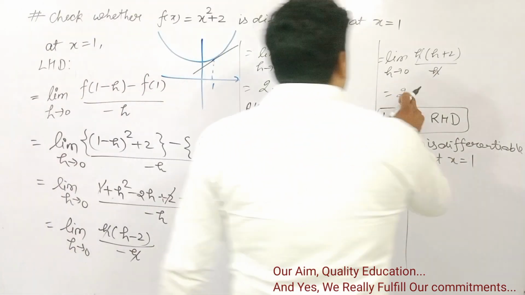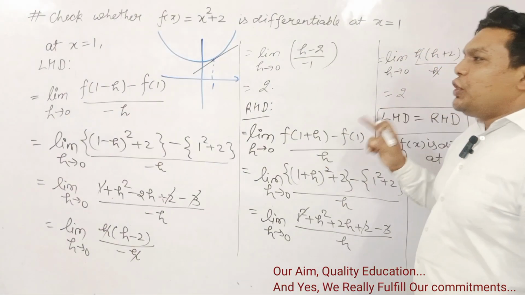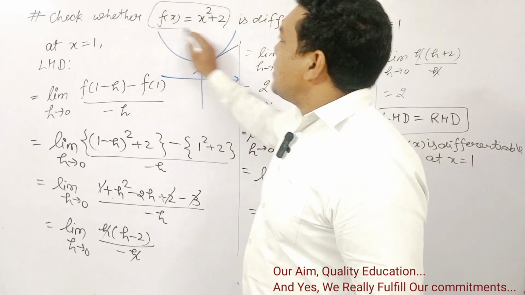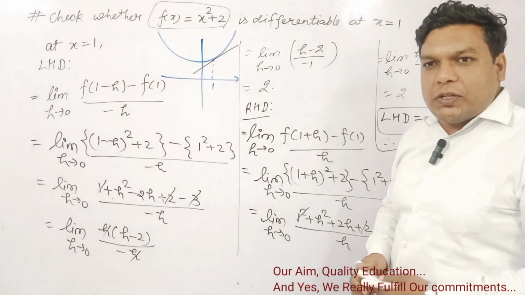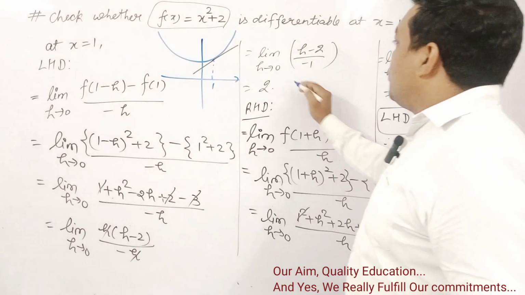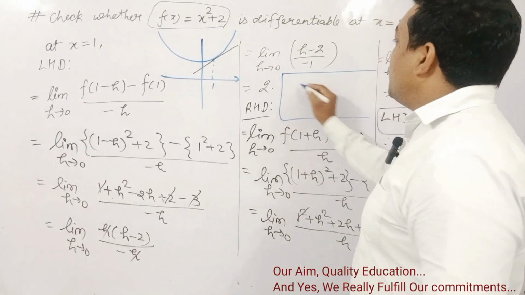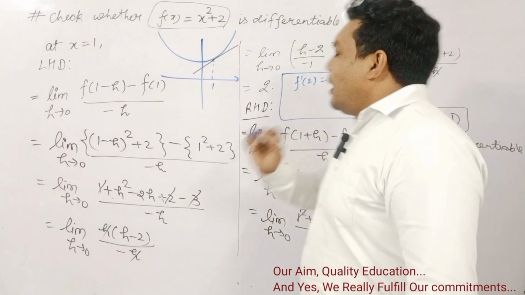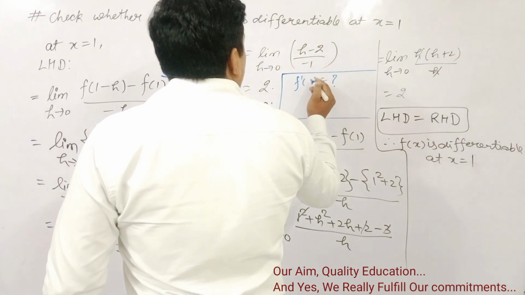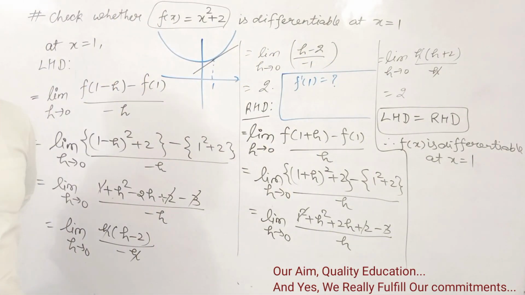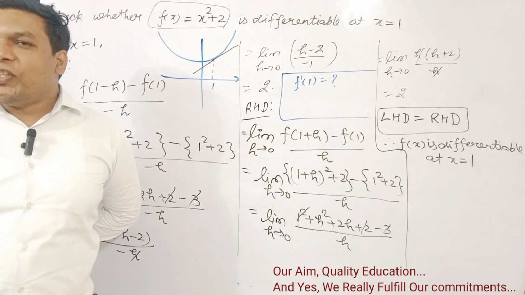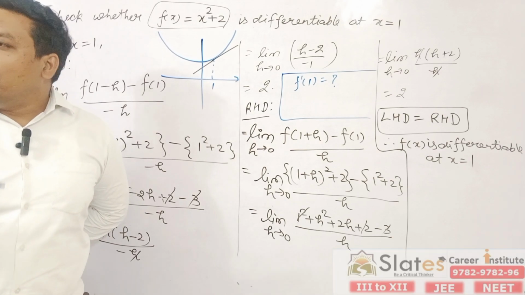One more thing, what does it represent? LHD 2 and RHD 2, what do they represent? We have done the question. Suppose f of x is equal to x square plus 2. Suppose now if a question is given to you, find f dash of 1. How will you find f dash of 1? F dash x means differentiation of f of x. So then we have to put 1.